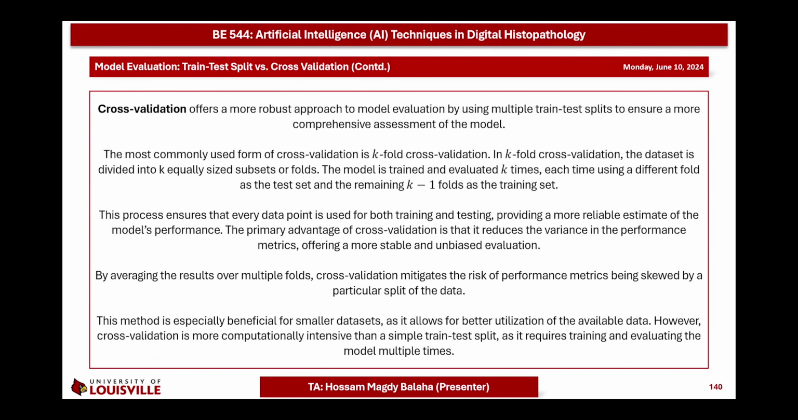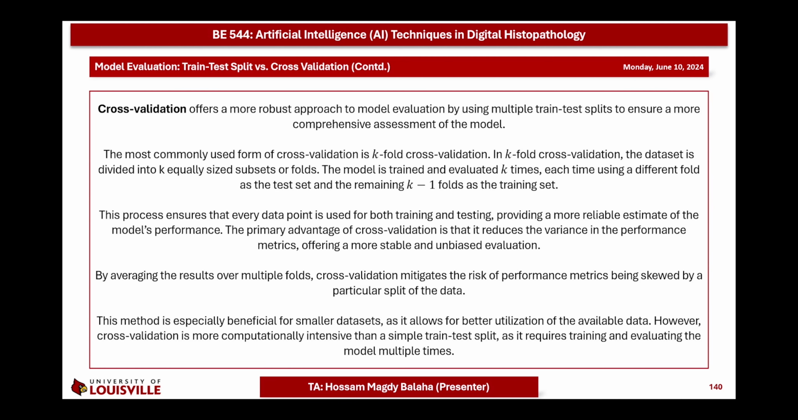Cross-validation offers a more robust approach to evaluate the model by using multiple train test splits to ensure a comprehensive assessment of the model. There are many approaches, but the most commonly used one is called k-fold cross-validation. In it, we simply split the dataset into k folds, for example 5 folds, so we are splitting the dataset into 5 groups. The model is trained on k-1 folds and tested on just 1 fold, and this is repeated k times. By doing that, we are ensuring that every data point is used for both training and testing, providing a more reliable estimate of the model's performance.